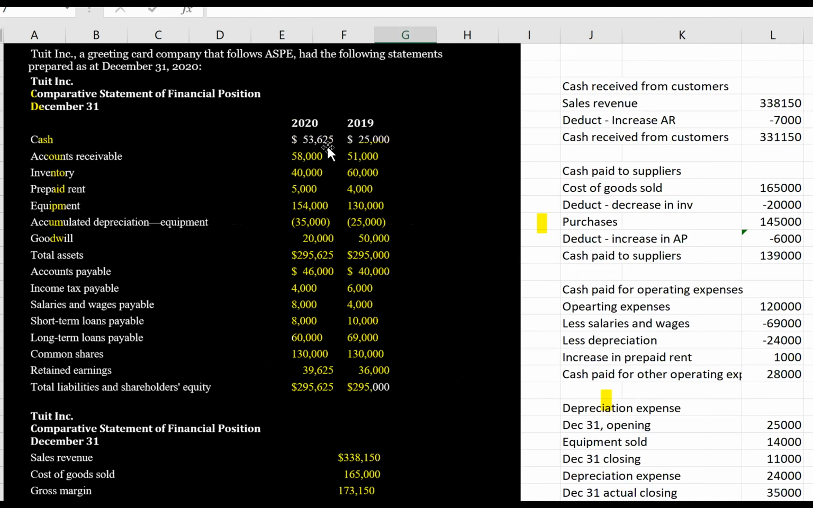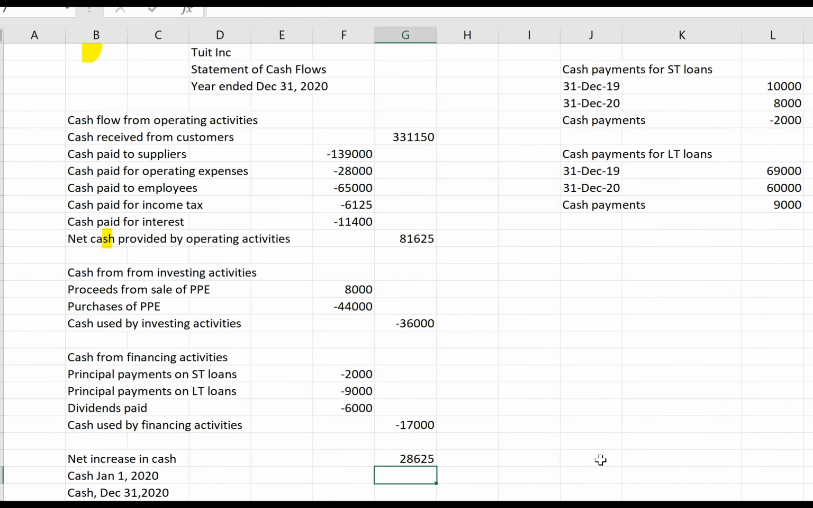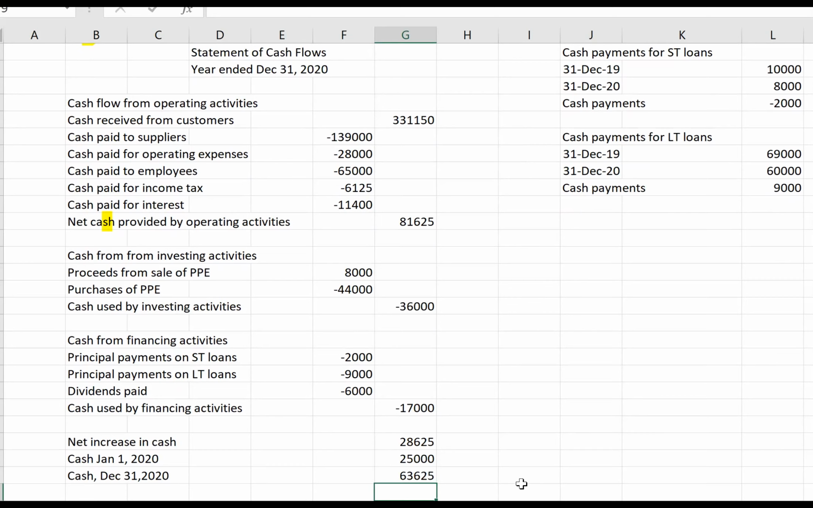So you know how we hadn't dealt with that line yet? So cash opening was 25,000 and then 53,625. Sorry, I put that in wrong. 53,625. Okay, so the change between this and this is, look at that, it proves out. We got it right. We've got the same change in cash as what proved out from our cash flow statement, and that's what you need to prove that you have the right answer.